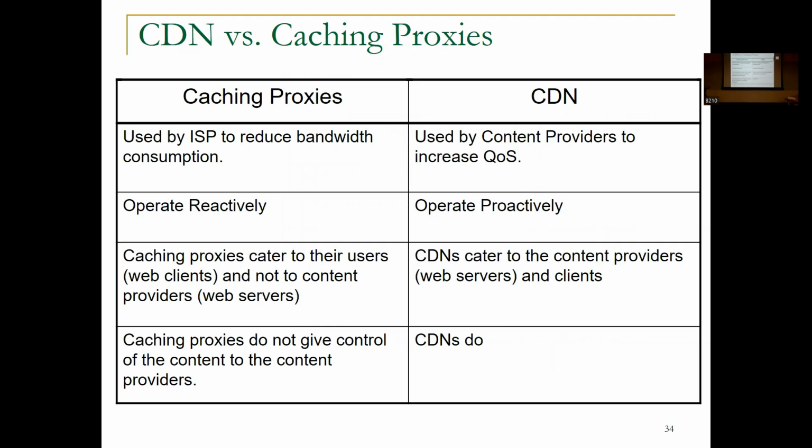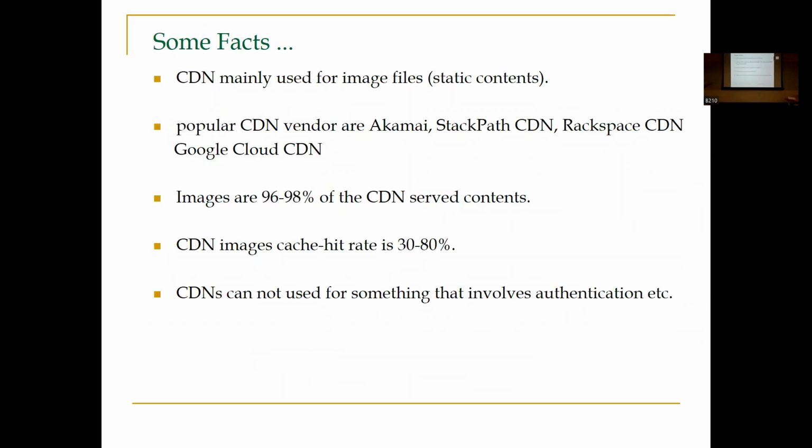So, caching and CDN, the differences are like this: CDN is basically a very well planned infrastructure, and it will improve the quality of service. It will give full control to the content provider on how to manage and update the data. But in caching, we don't find this kind of thing. Some vendors of CDN are Akamai, Rackspace, Google Cloud, then we have Azure Cloud CDN.